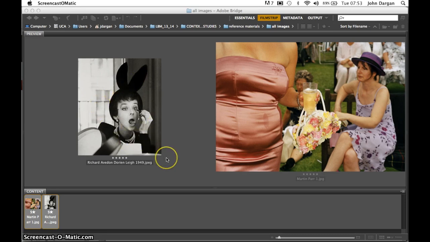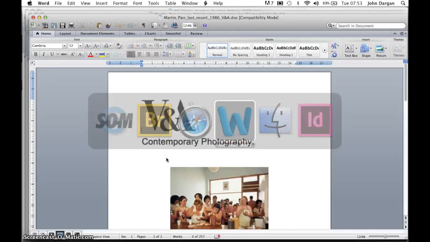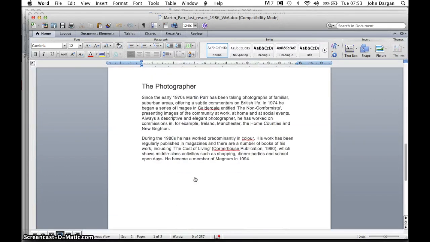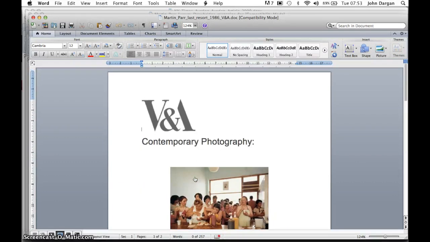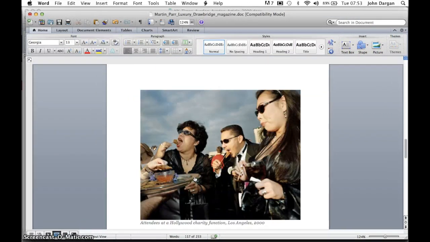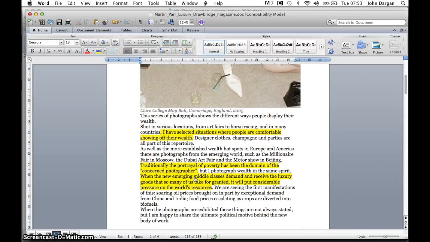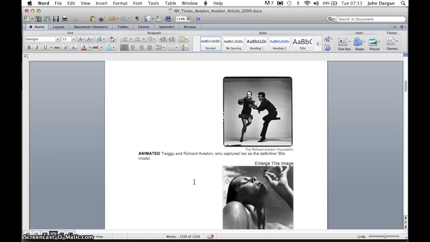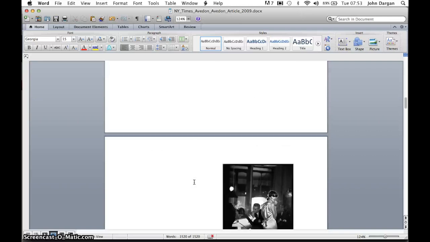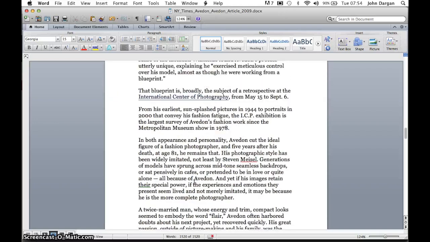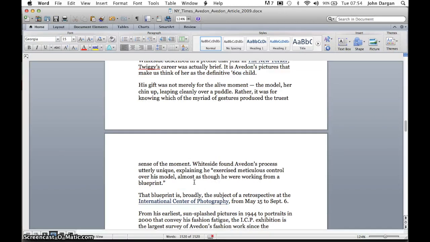So if we just look at some of the resources that are available here, these things are from websites. This is from the V&A. It's got some background info on Martin Parr, if that's useful to you. This is from the Drawbridge magazine, and this is actually Martin Parr's words from that. And this is the New York Times article about Richard Avedon that identifies some of those issues I was talking about with Avedon. So these are all on MyUCA.